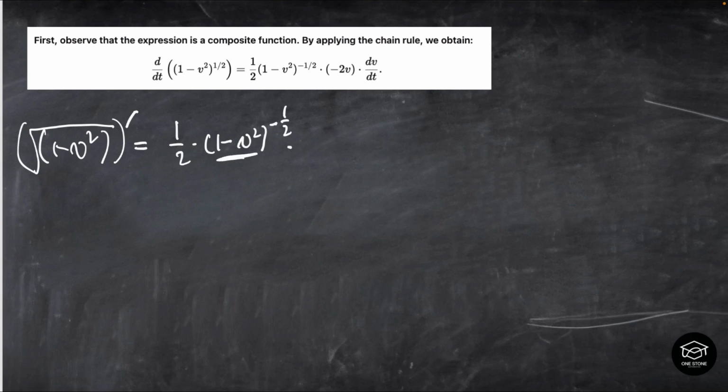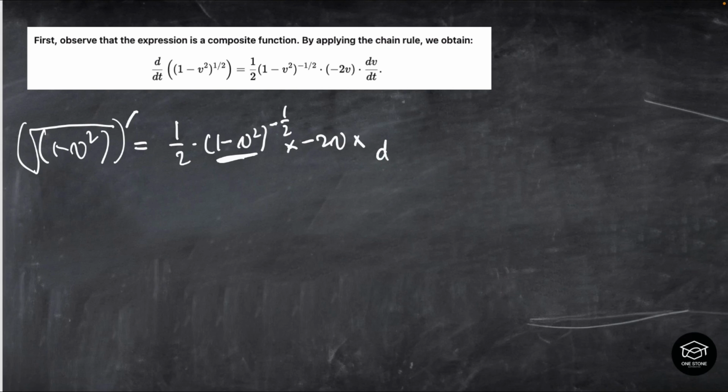To apply the chain rule, we first bring down the 1/2 as a coefficient, then subtract 1 from the exponent. That gives us negative 1/2. So far, we have 1/2 times 1 minus v squared, raised to the negative 1/2. Then we multiply by the derivative of the inside. That is, the derivative of 1 minus v squared.